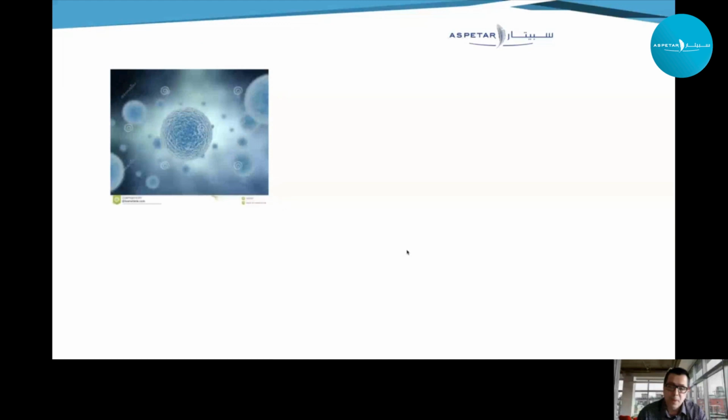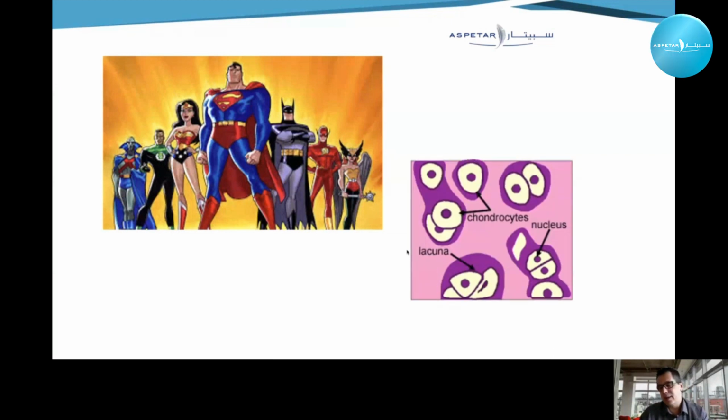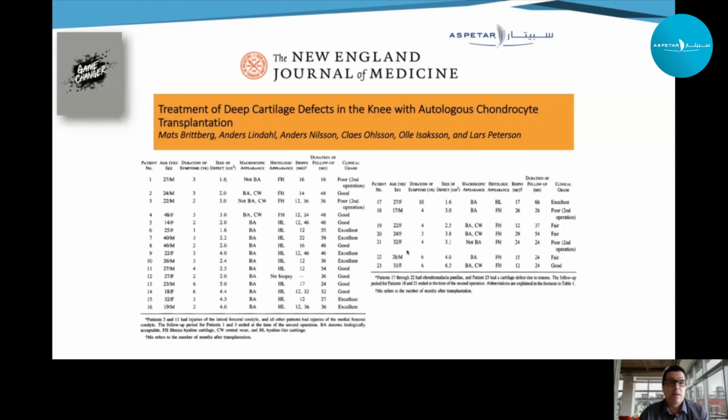All the problems regarding our approach in treatment are derived from the characteristics that I initially described to you regarding the chondrocyte, and we are always continuously seeking superheroes, super cells that can produce extracellular matrix in order to produce normal hyaline cartilage in the area of the cartilage defect instead of fibrocartilage.